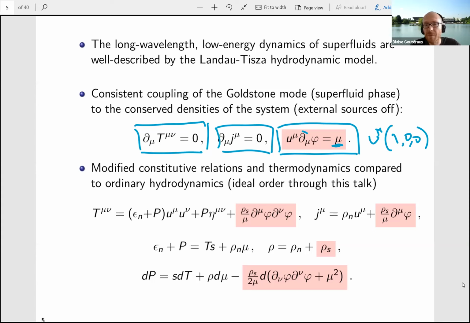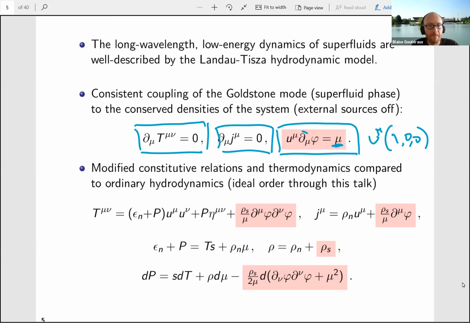The underlying reason for this is simply the fact that we're spontaneously breaking a U(1). The same U(1) that rotates the complex scalar field actually sources the gauge field. So this is why you have this relation between these two quantities, between phi, the superfluid phase, and the chemical potential.